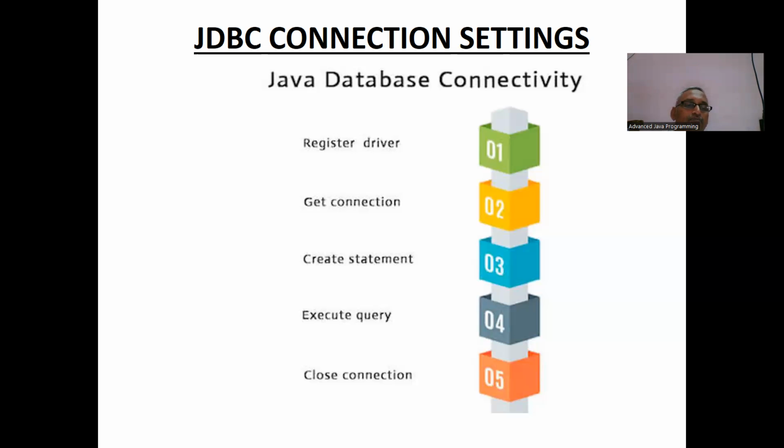Close the connection object. By closing the connection object, the statement and the result set will be closed automatically. The close method of the Connection interface is used to close the connection. Syntax of the close method: public void close() throws SQLException.